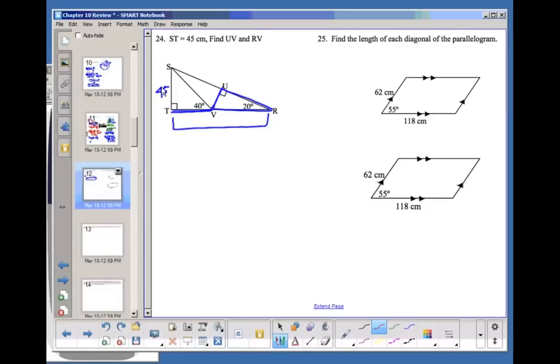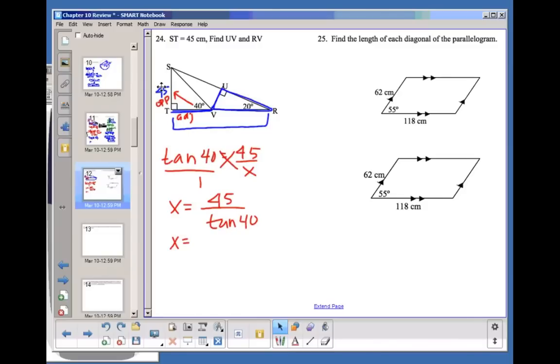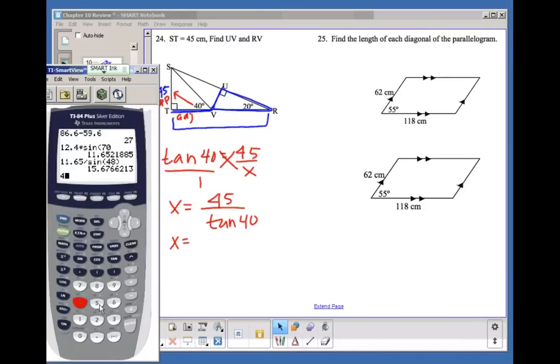Alright, so to find TV, I know the opposite and I'm trying to find the adjacent, so I'm going to use tangent. So I'm going to do tan of 40 equals 45 over, we'll call it x. And then we're going to cross multiply. Then when I solve that, I get x. I skipped a couple steps, but in the end I'm going to do 45 divided by tan of 40. If you cross multiply, you're going to end up dividing. So TV is going to be a distance of 53.6 centimeters.